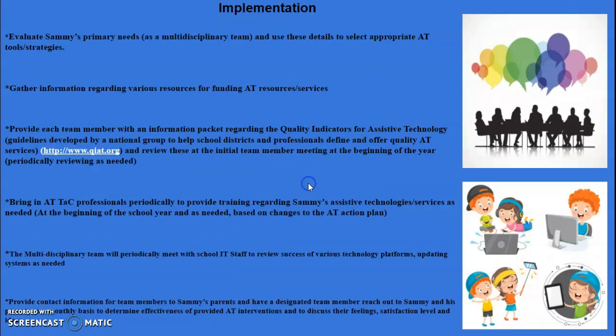And moving on to the next slide, looking at implementation. Some steps in this area would be to evaluate Sammy's primary needs as a multidisciplinary team and use these details to select appropriate assistive technology tools and strategies, to gather information regarding various resources for funding assistive technology resources and services.